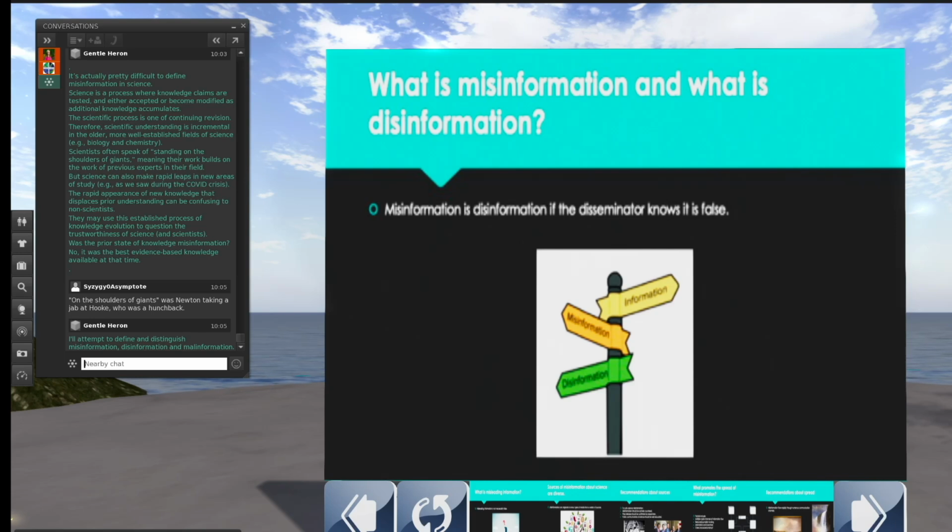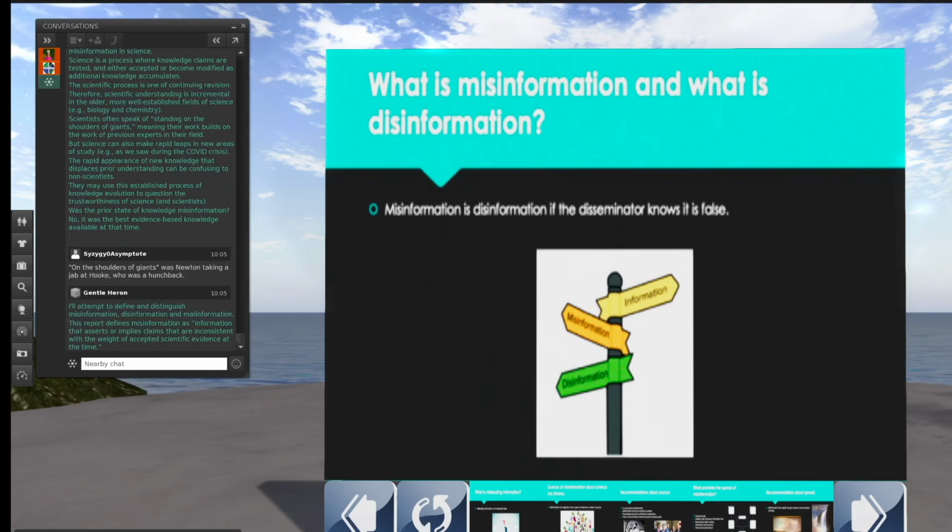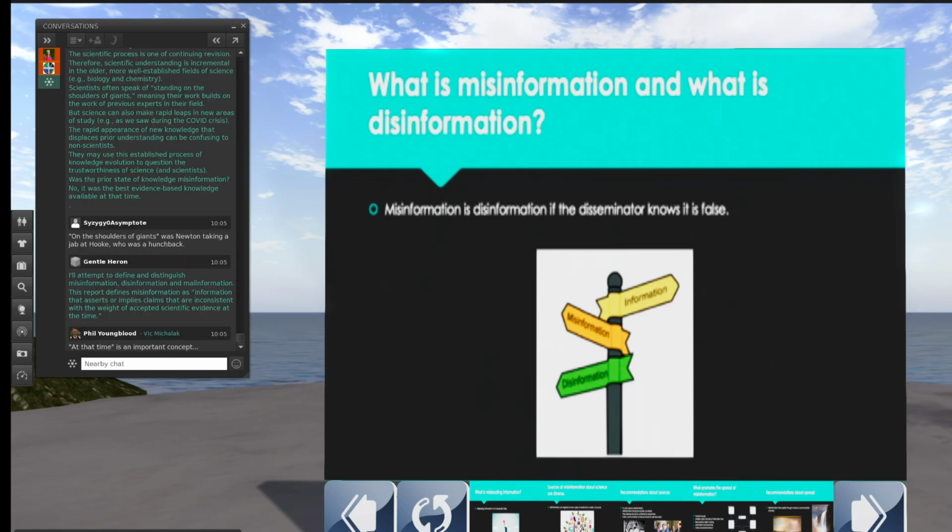I'm going to attempt to define and distinguish three terms: misinformation, disinformation, and malinformation. The report that I'm reporting on, yes, that's true, Phil. The report defines misinformation as, quote, information that asserts or implies claims that are inconsistent with the weight of accepted scientific evidence at the time, unquote.